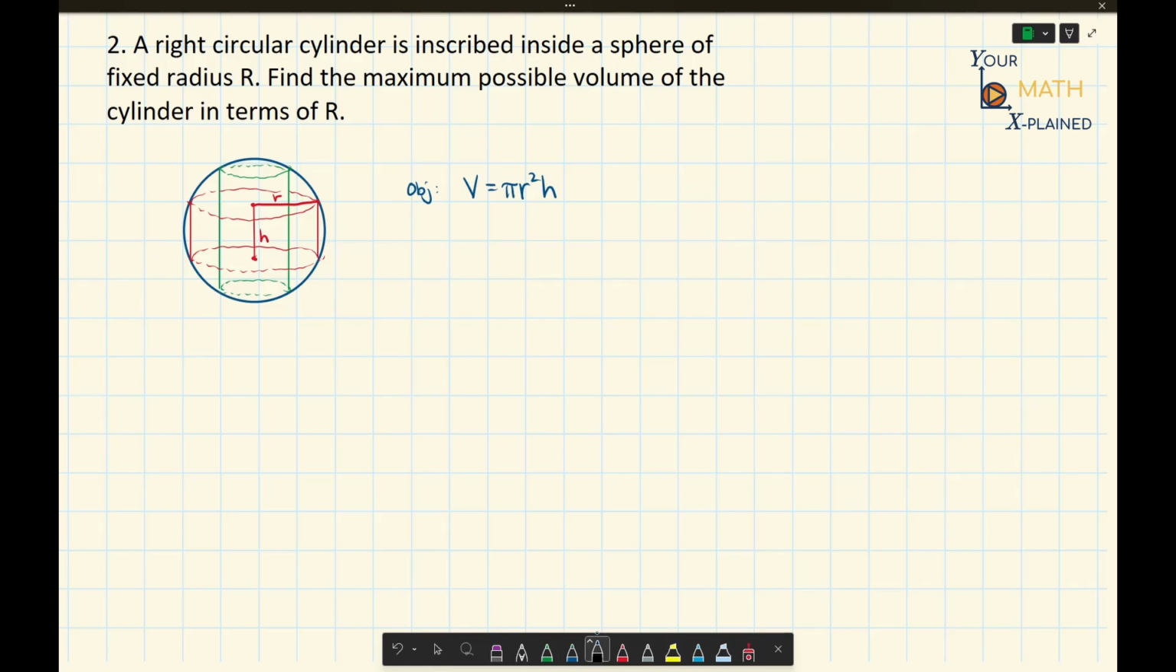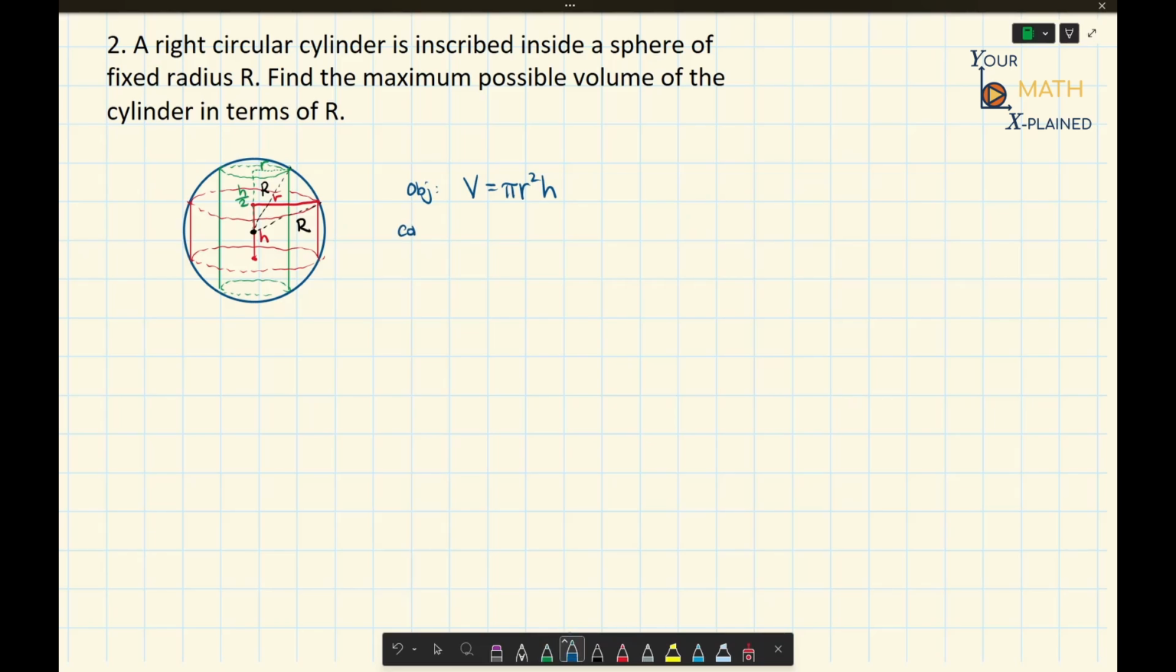Next, notice that if we have the center of the sphere here, going from the center of the sphere to this edge of the cylinder is the radius of the sphere. So that is our capital R. Doesn't matter what cylinder we have. So in the case of our green cylinder, it would be from the center to right over there. And again, that is capital R. So now we can see that we actually have a triangle here formed by capital R, which is the radius of the sphere, the lowercase r, which is the radius of the cylinder, and this distance here, which is half the height of the cylinder.